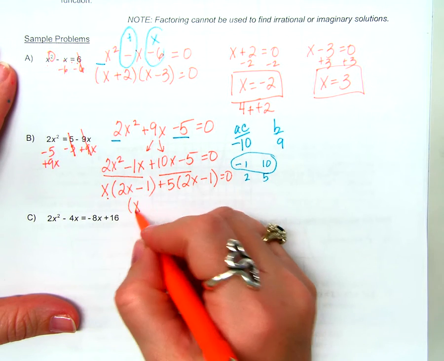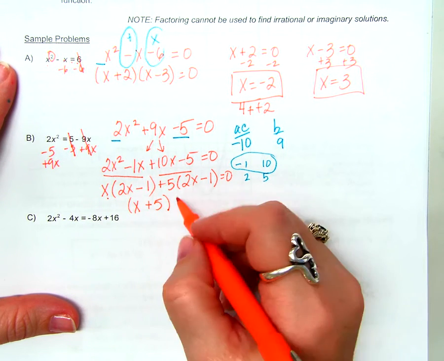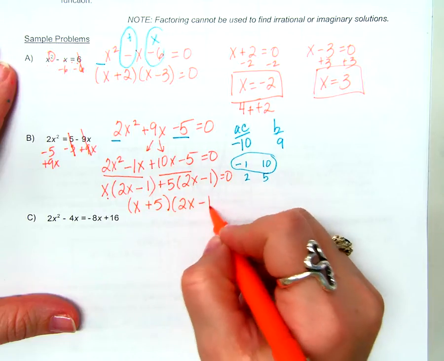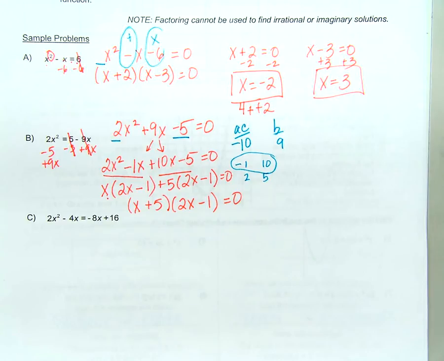An x and a 5. What did they have in common? 2x minus 1. That is factored. So that ends step number 2.